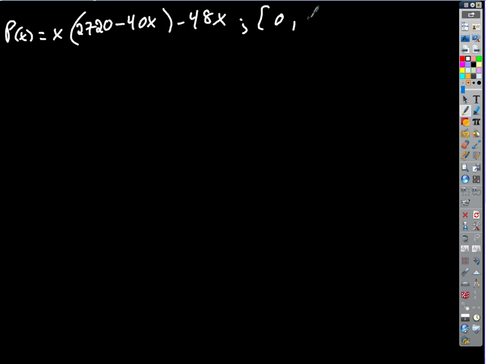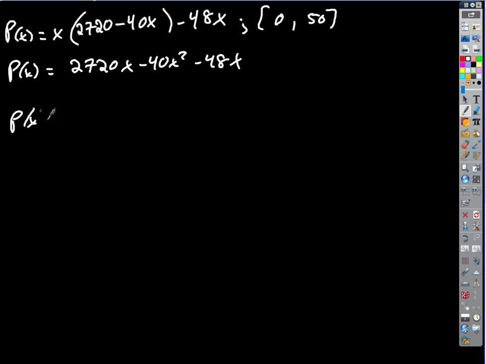And we already said our domain is 0 to 50, right? So now, do we want to differentiate that as is? No. We want to expand that for sure, make it a polynomial. So if we distribute the x, we're going to get 2720x minus 40x squared minus 48x. So if I combine like terms, p of x equals, what's that give us? 2672x minus 40x squared. Is that right? Okay. So we can differentiate this.